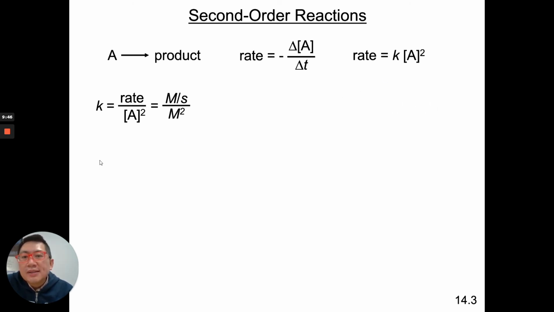Rate is measured in molars per second. A is measured in molars. So notice the units for a second order reaction will be 1 over molar seconds. So that's how I can recognize an equation as second order just by the units that are given. Now, this is the rate, that's the rate. They're equal.